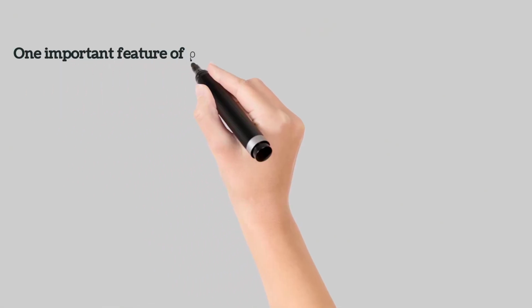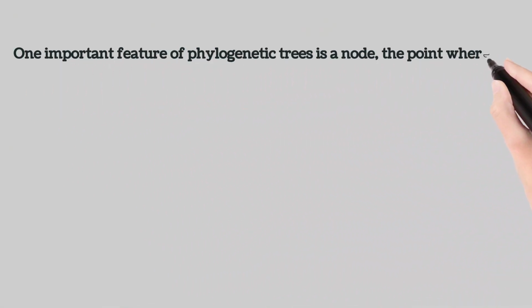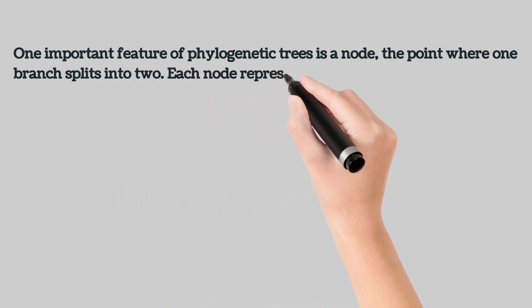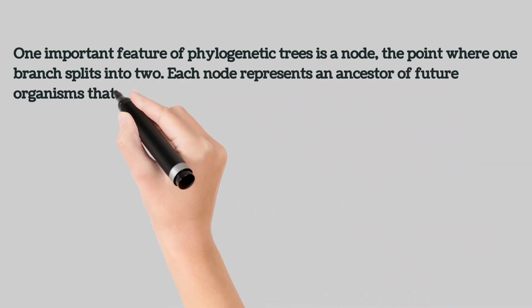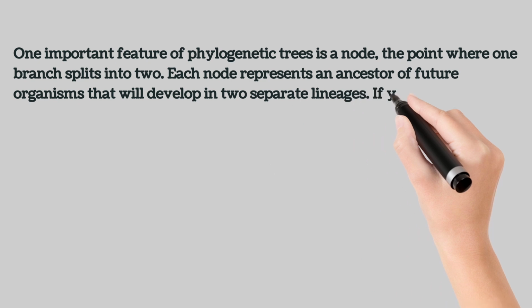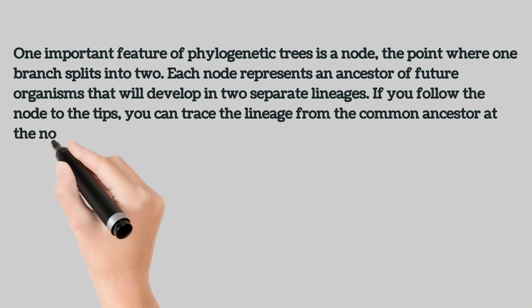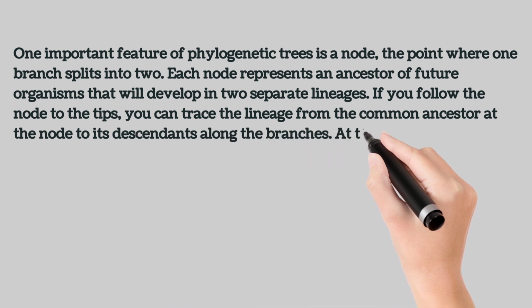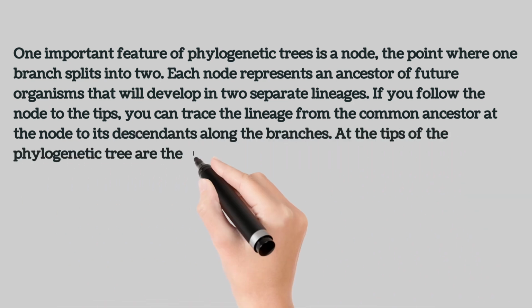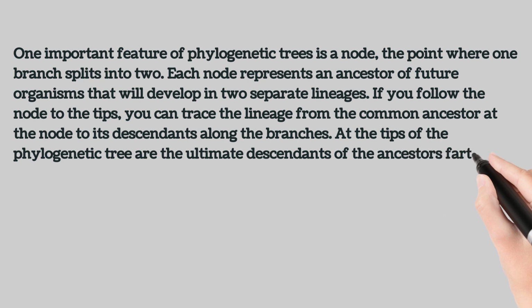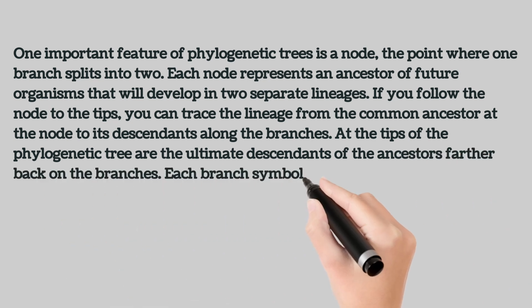One important feature of phylogenetic trees is a node, the point where one branch splits into two. Each node represents an ancestor of future organisms that will develop in two separate lineages. If you follow the node to the tips, you can trace the lineage from the common ancestor at the node to its descendants along the branches.